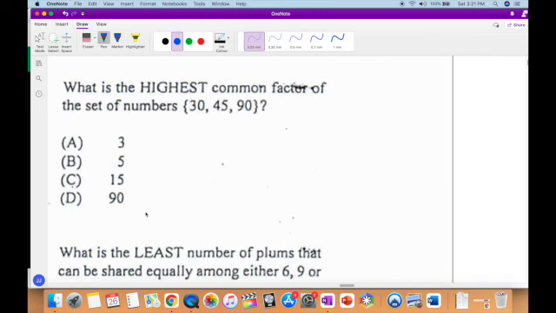What is the highest common factor of the set of numbers? So just remember, in terms of factors and multiples, factors are the smaller ones and multiples are the bigger ones, and we're looking for the highest factor of this set of numbers. So we can see here that 15 is definitely a factor that could go into 30, it could go into 45, and it can go into 90 as well. So 15 would be the answer here.